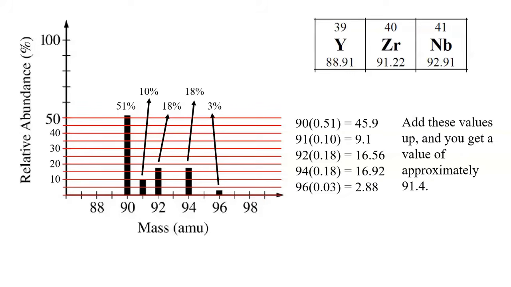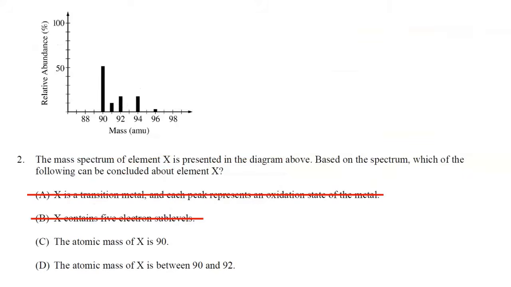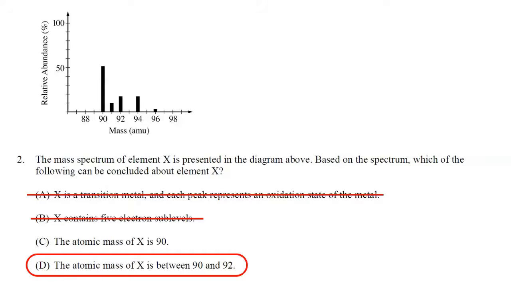Now, back to the choices C and D. We know that the atomic mass of this element is not going to be exactly 90, but just estimating from the diagram, the atomic mass of this element probably falls somewhere between 90 and 92, and that makes choice D the correct answer.